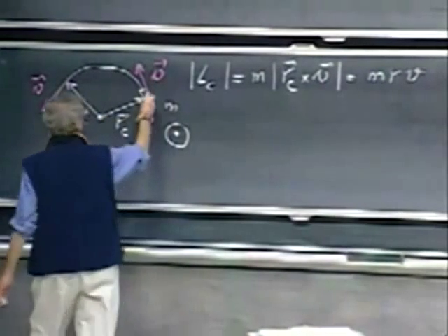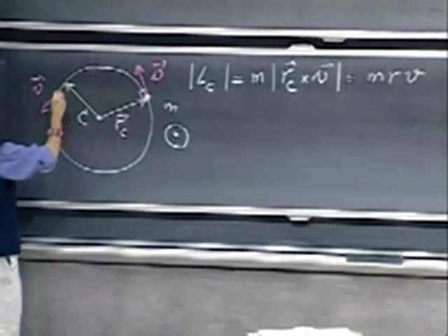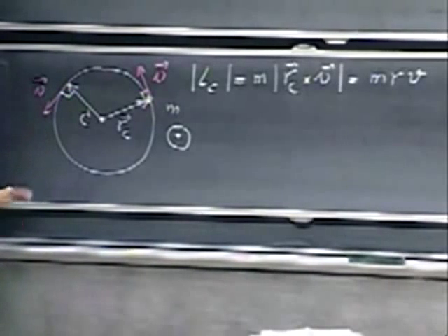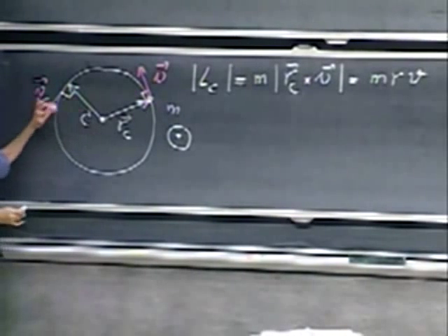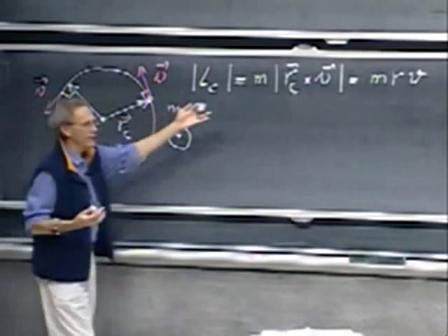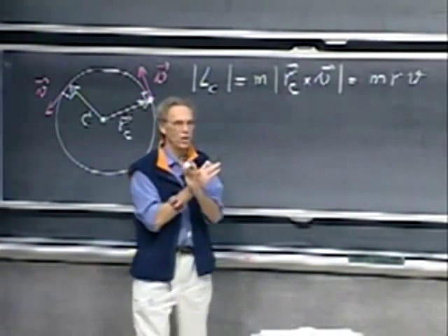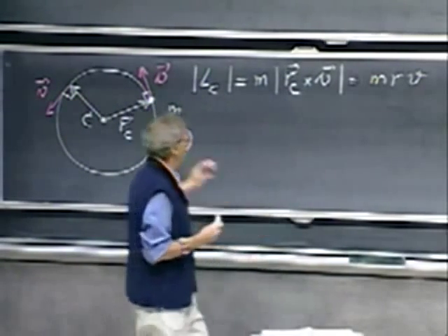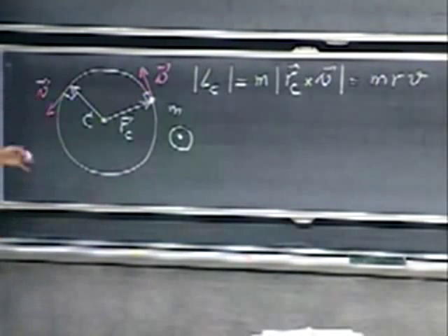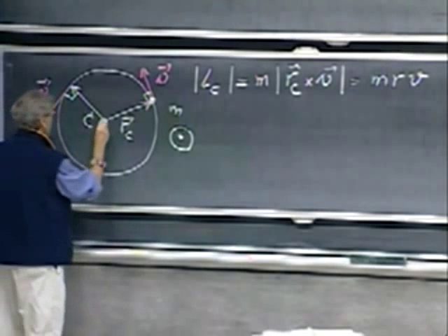This is the case when the object is here. But when the object is here, the situation has not changed. Again, r cross v, the magnitude is exactly the same, because the sine of the angle hasn't changed. And so you see here a case whereby the velocity is changing all the time, but the angular momentum relative to point C is not changing.